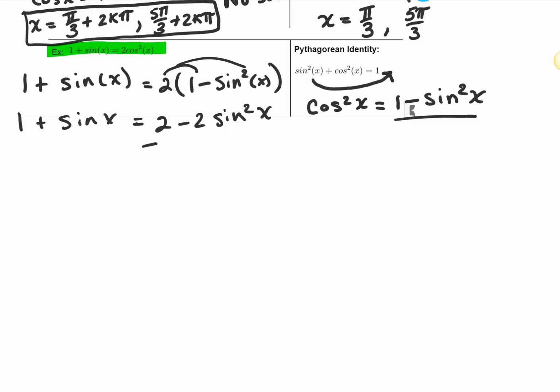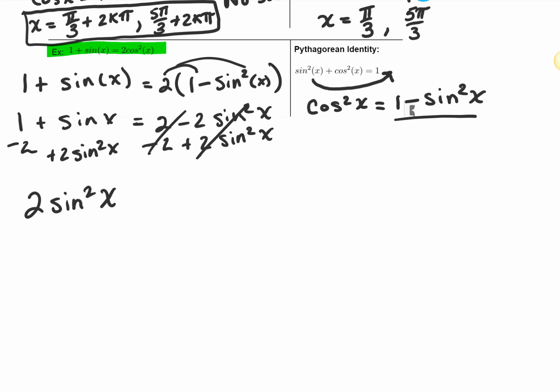So let's go ahead and do that. Minus 2, minus 2, and then I'm going to add 2 sine squared. Add 2 sine squared. Now it's not going to combine with this. I need that to be very clear. This cancels, this cancels. In descending order, we have an equation that looks like this: 2 sine squared of x plus the sine of x, and 1 minus 2 is negative 1.